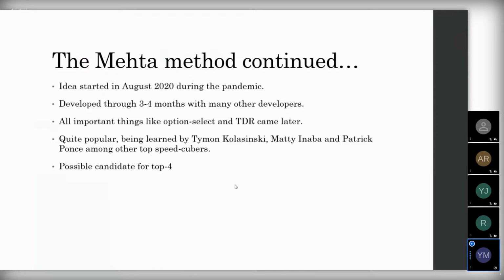So for now, people are considering it a possible candidate for the top 4 methods that there are. As you might know, there is CFOP, ZZ, RU, and Petrus. So people are talking about how Mehta can replace Petrus in the top 4.